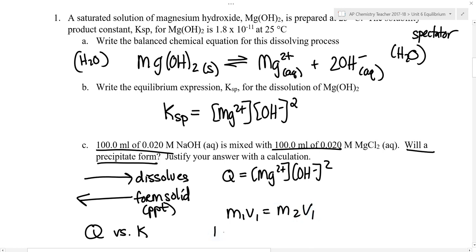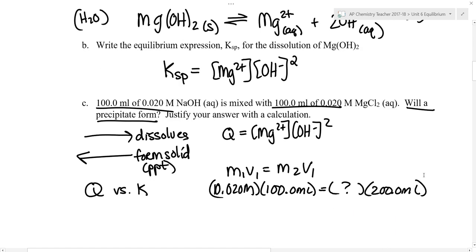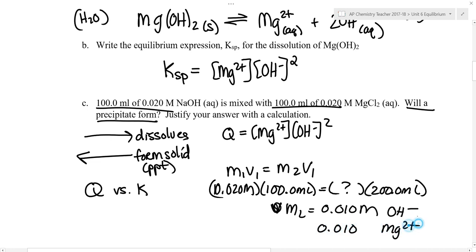Originally I've got 0.02 molar hydroxide, and I've got 100 mL of it, and then I'm going to combine it with another 100 mL of something else, so now my total volume is 200 mL. What's my new molarity going to be? It's a 1/2 dilution, so my M2 is going to be 0.01 molar. This is going to be the same calculation for both my hydroxide and my magnesium, because you'll notice we added equal amounts of each.